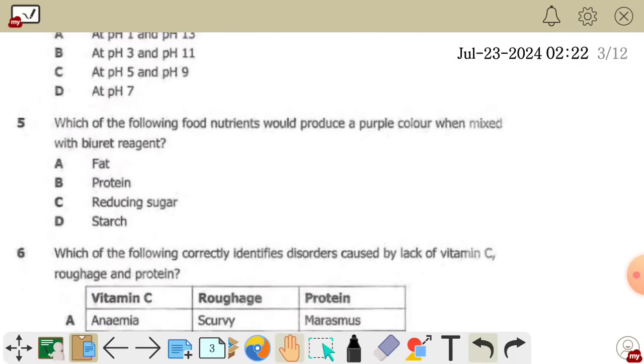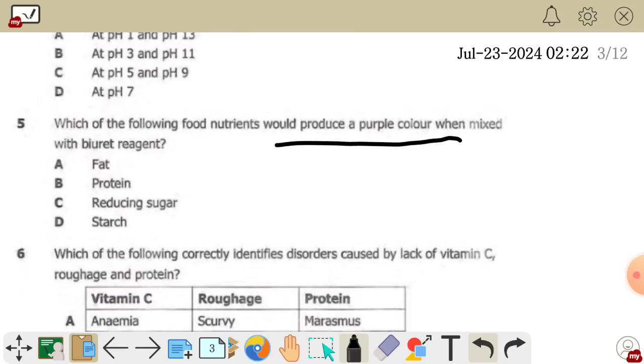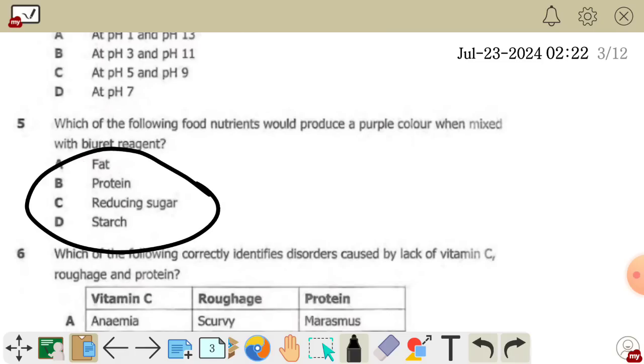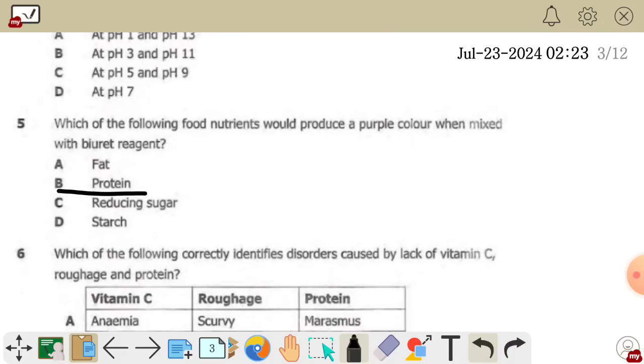So question 5 reads, which of the following food nutrients would produce a purple color when mixed with biuret reagent? A, fat, B, protein, C, reducing sugar, D, starch. So which one among these food nutrients will produce a purple color? The one which will produce a purple color is protein.